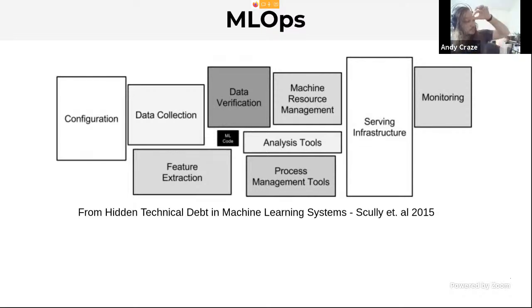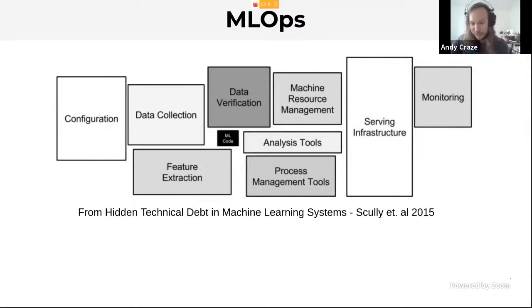This image comes from a paper called Hidden Technical Debt in Machine Learning Systems. It was written by some Googlers back in 2015. I feel like this is a very accurate representation of how putting a machine learning model into a production system usually goes. That little black square there is about the size of the actual machine learning or AI code that you're going to be doing. And then you spend probably the rest of your time addressing all these concerns.